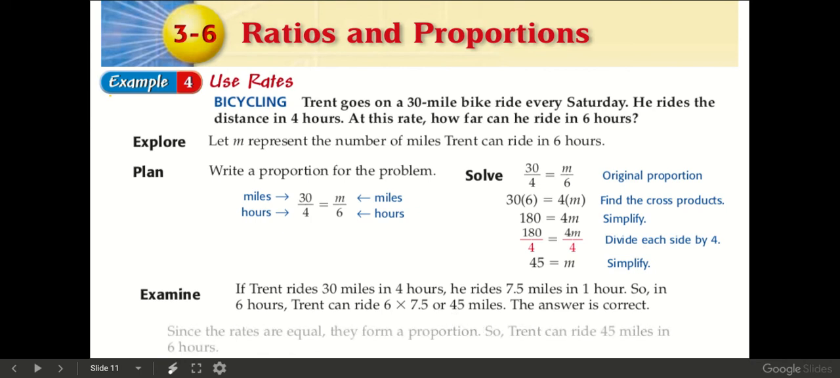I can work my way backwards. So since the two rates are equal, they form a proportion. So Trent can ride 45 miles in 6 hours.